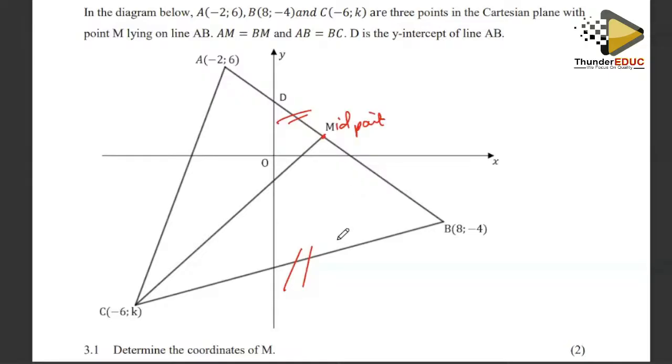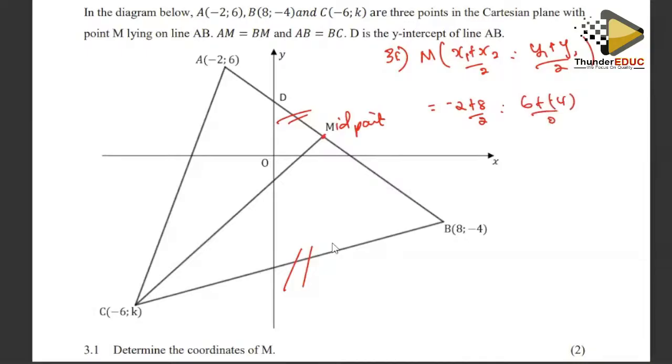Then they want us to get the coordinates of M. Now, since M is the midpoint, we're going to need to use the midpoint formula. That formula tells us x1 plus x2 divided by 2, y1 plus y2 divided by 2. So A can be our x1, so we get -2 plus 8 divided by 2, and then 6 plus -4 divided by 2. When we simplify that, it's 6 over 2, which is 3, and 2 over 2, which is 1, meaning that M is 3 and 1. That is our answer.